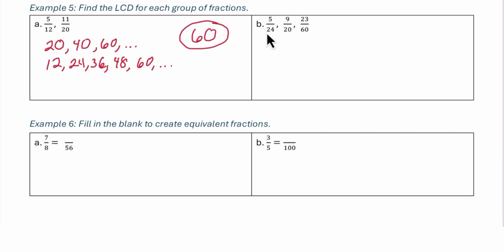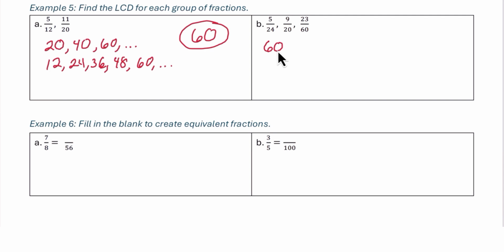In our next list, we have 3 fractions. Again, recognize these are not the same denominator. Let's find the LCD for these 3 fractions. Using the previous technique, the multiples method, we're going to start with the biggest denominator, 60. And we're going to list multiples of 60 until we find a number that is divisible by all 3 denominators.